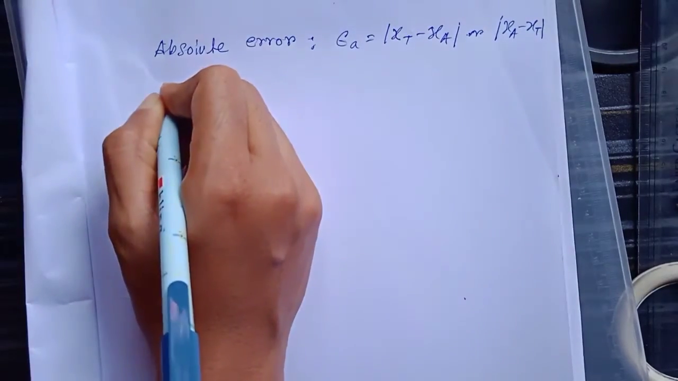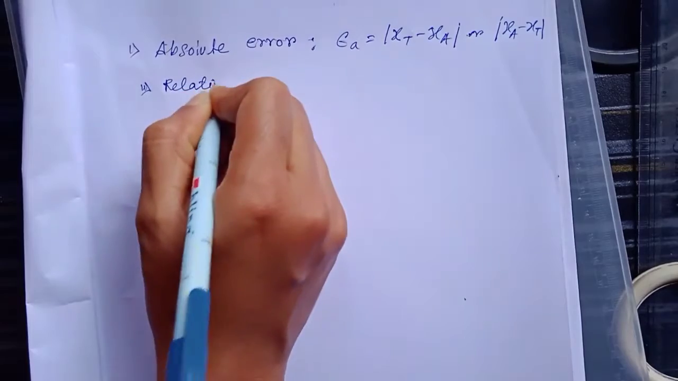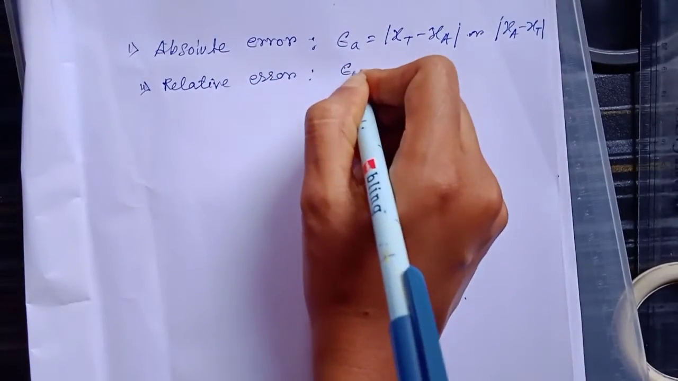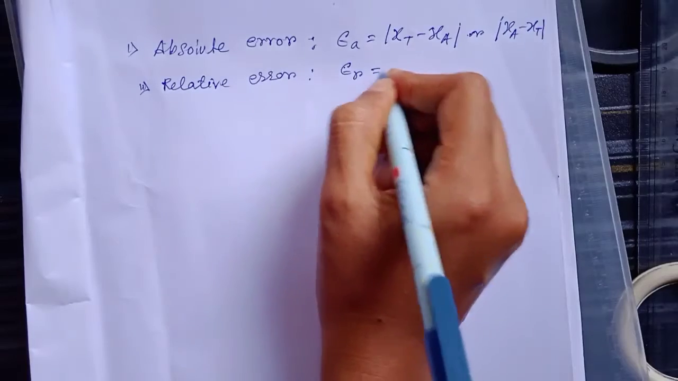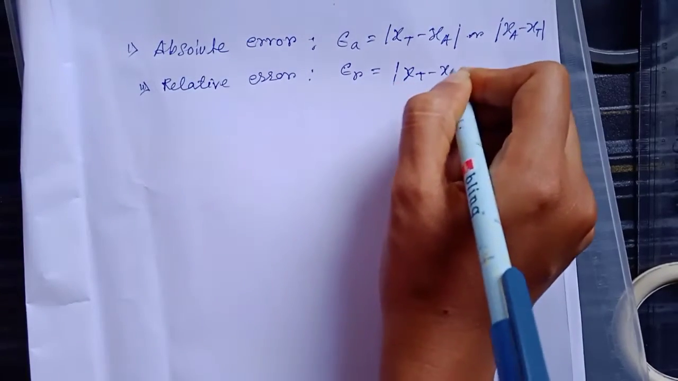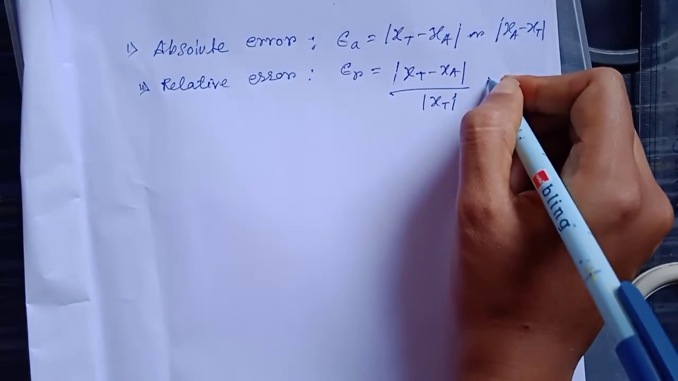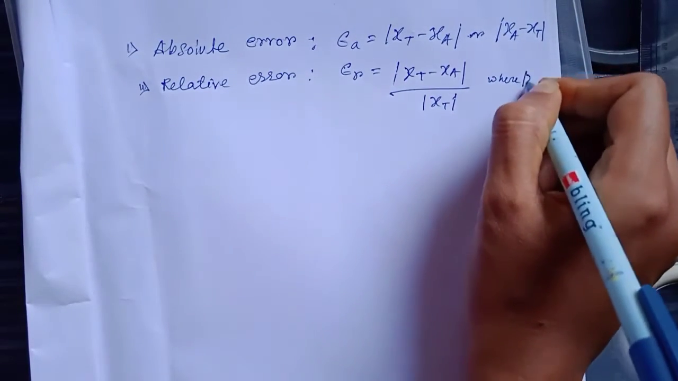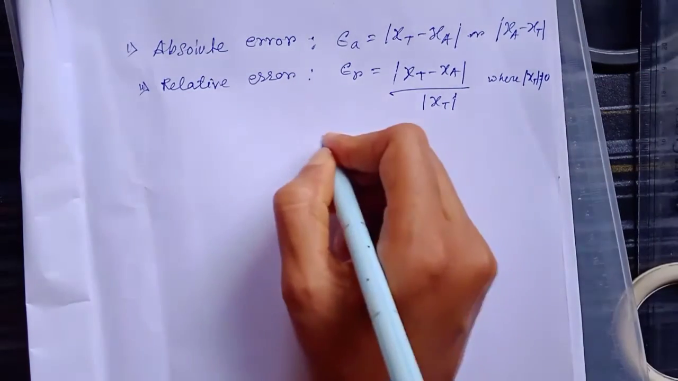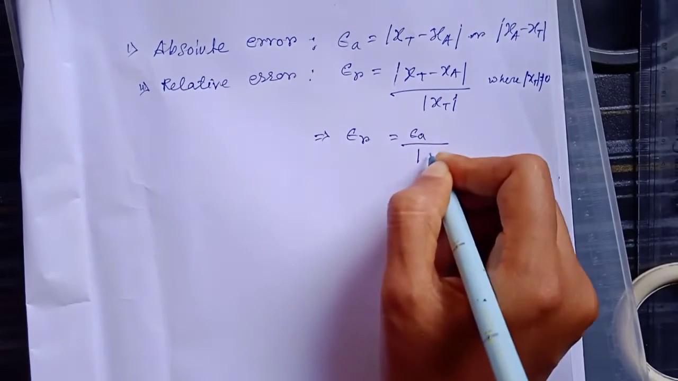Now the relative error. Relative error can be defined as epsilon r, that is equal to what? Mod of xt minus xa by mod of xt, where mod of xt is not equal to 0. So from here we can say epsilon r equals epsilon a by mod of xt.